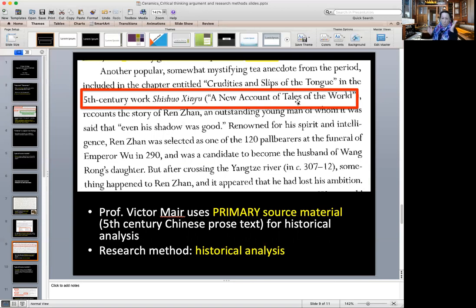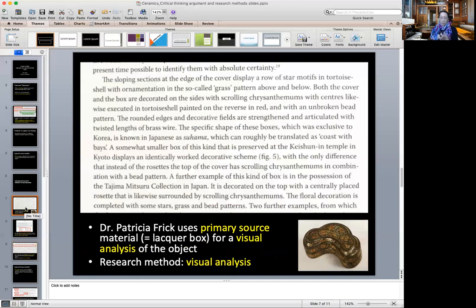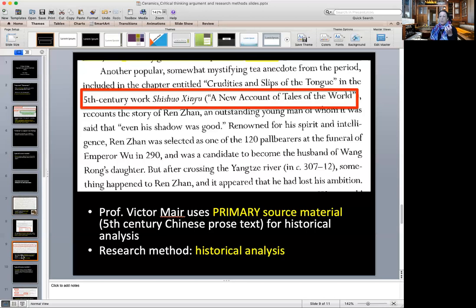So he has these research questions in his mind, and he's using these primary source records or material to find out more about it. So in contrast to Haga, who was using literature, and in contrast to Patricia Frick, who was using material objects, Professor Victor Meyer is using texts, historical texts, to find out more about what happened hundreds and hundreds of years ago.